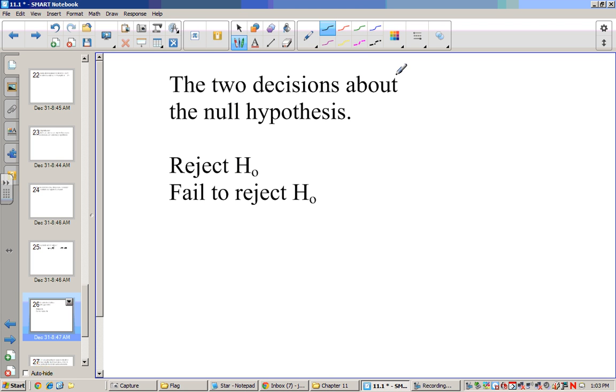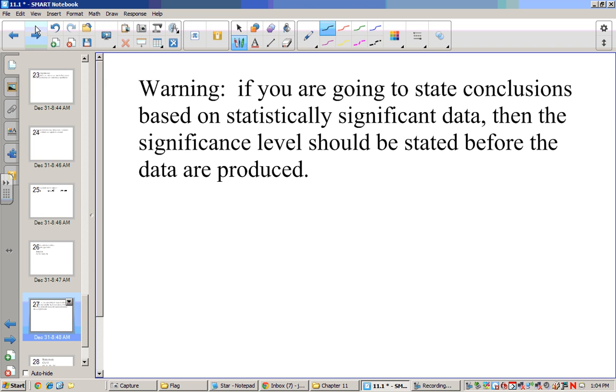Now, the two decisions that we're going to have is we can either reject the null hypothesis or we can fail to reject the null hypothesis. Kind of like juries: you're either guilty or not guilty. We won't be able to prove that this is true. We'll just be able to say that either we reject it or we fail to reject it. Now, if you are going to state conclusions based on statistically significant data, then the significance level should be stated before the data are produced.